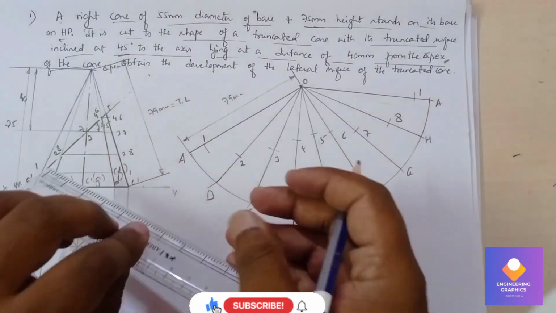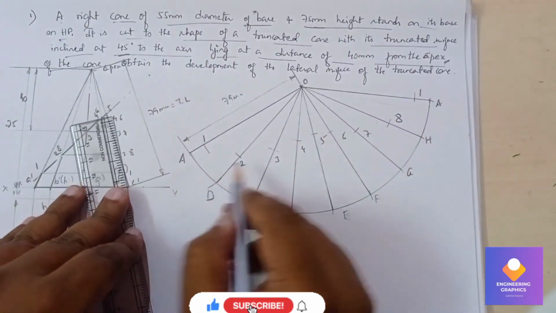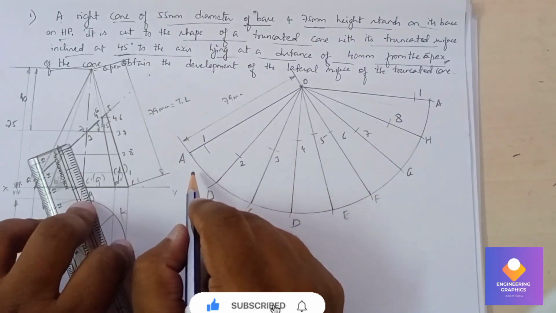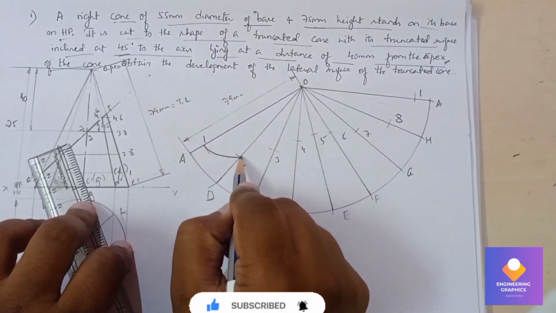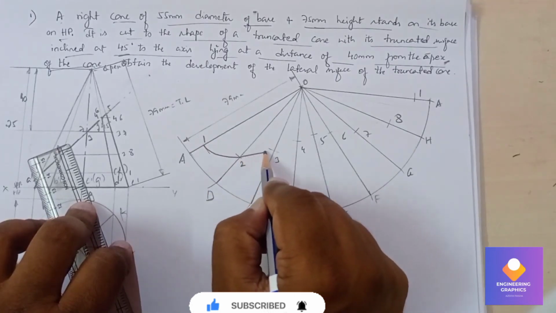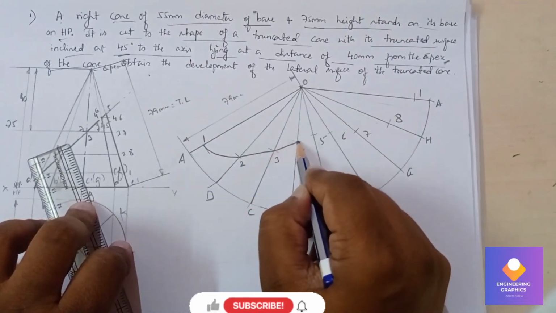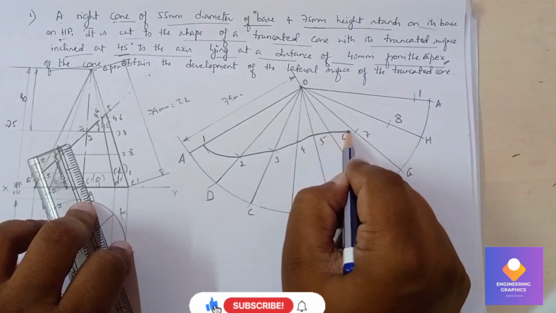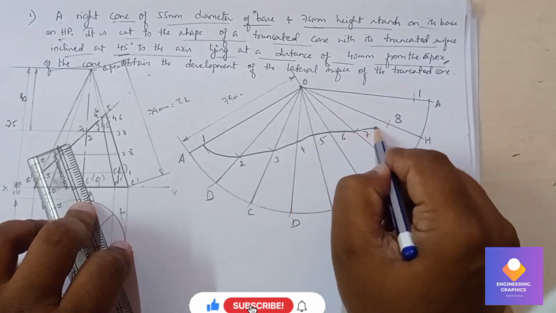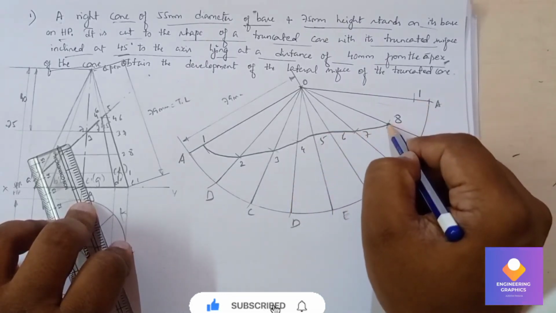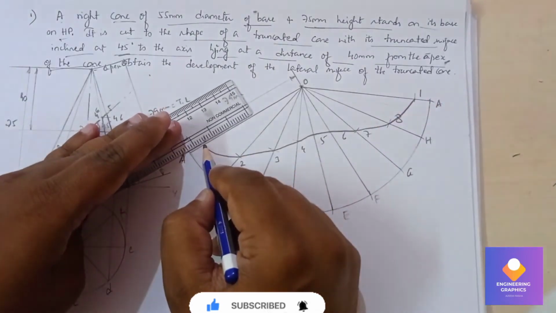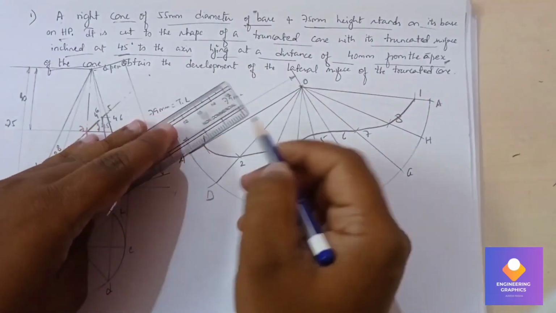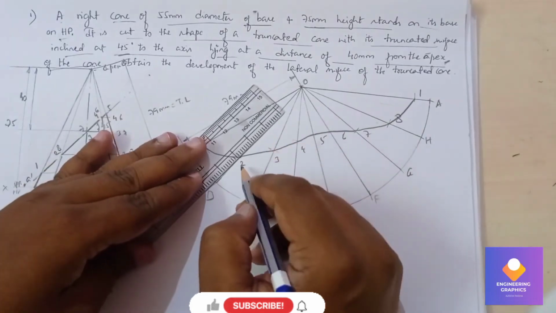Here you can use a scale or a curve to join these, because it is a cone. You can use the curve here to join all these points. So now we would dark that retained truncated portion, so we need to dark this.